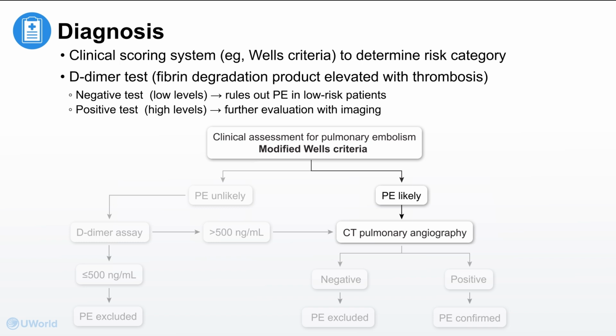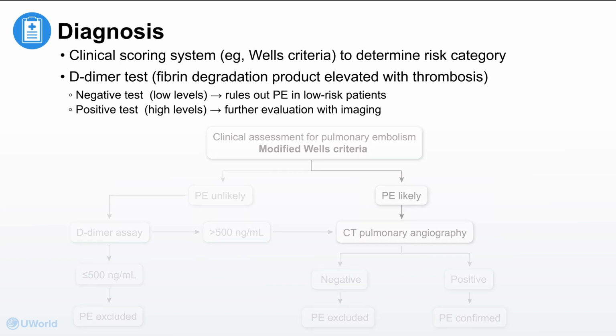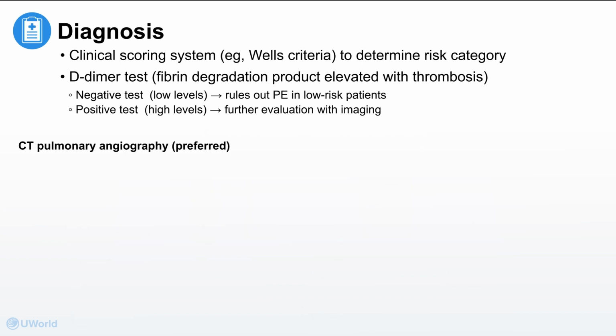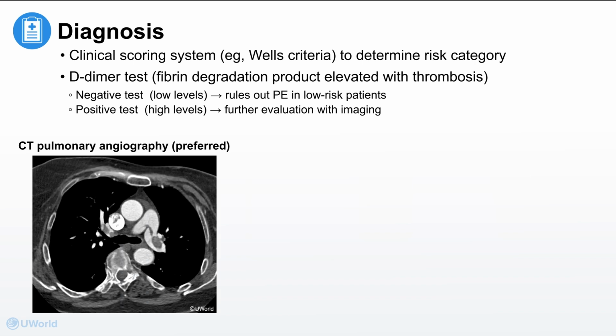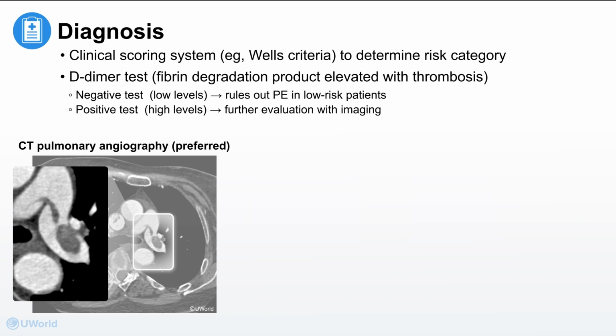Patients at high risk for PE and those with positive D-dimer test results frequently undergo further evaluation with advanced imaging studies, such as CT pulmonary angiography or ventilation perfusion scanning. CT pulmonary angiography is typically the imaging modality of choice. It utilizes intravenous contrast to enhance blood flowing through the pulmonary arteries. Thromboembolism causes filling defects to appear, which are areas within the arterial lumen that do not undergo contrast enhancement.